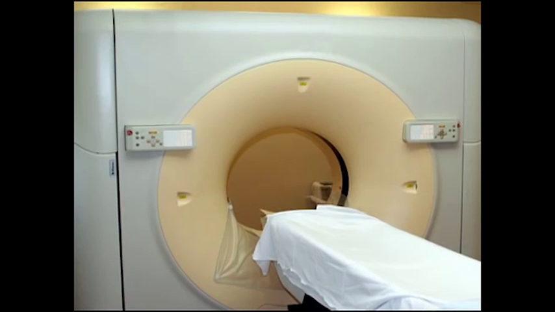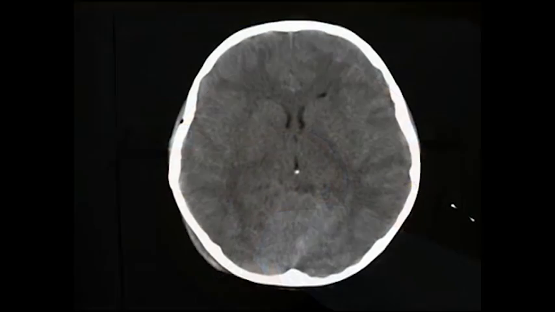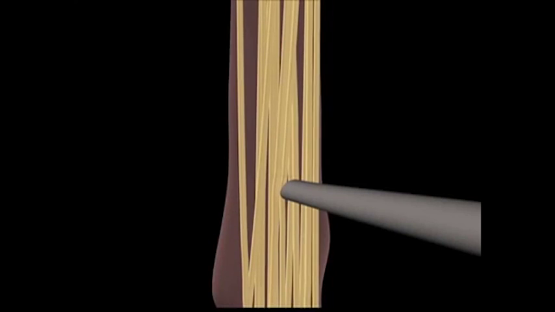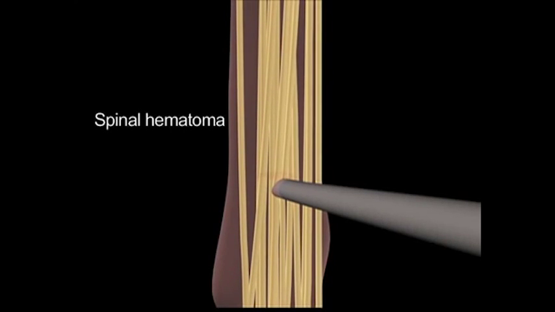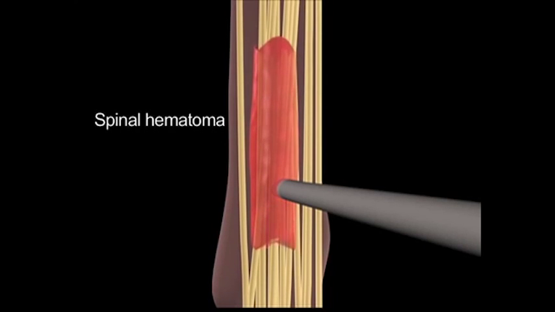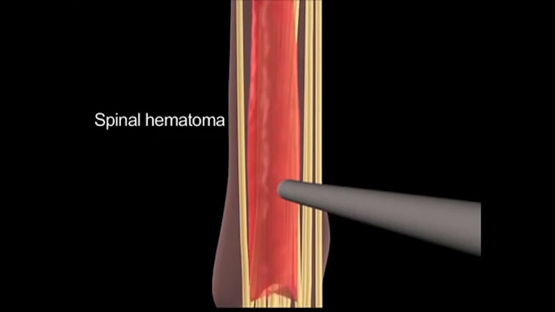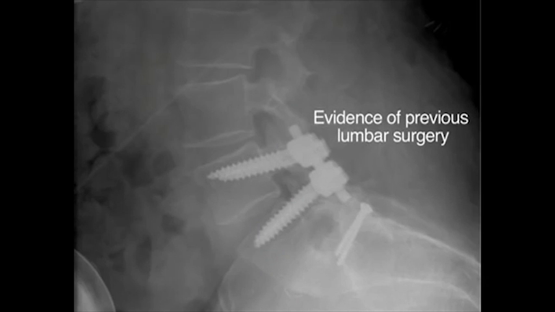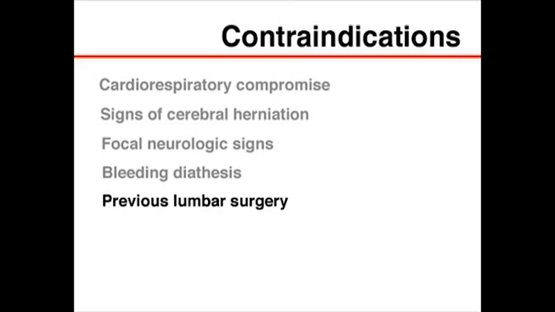In such patients, cranial CT should be performed before lumbar puncture, although CT may not reveal signs of increased intracranial pressure. Finally, there is an increased risk of a spinal hematoma if a coagulopathy is present or if the patient is receiving anticoagulant therapy. Patients who have previously undergone lumbar surgery should be referred to an interventional radiologist.